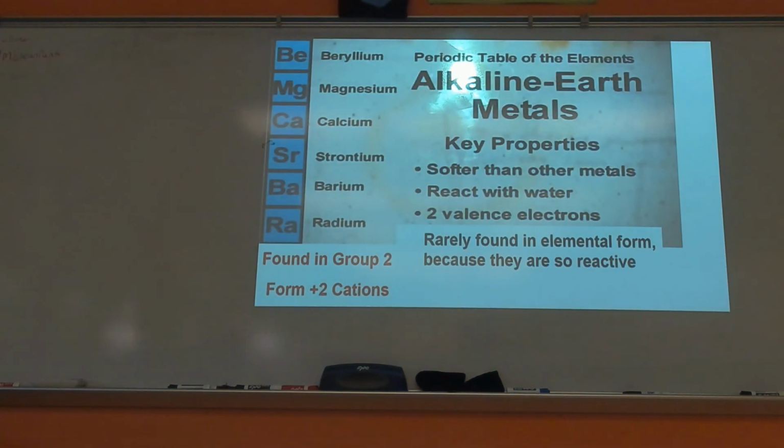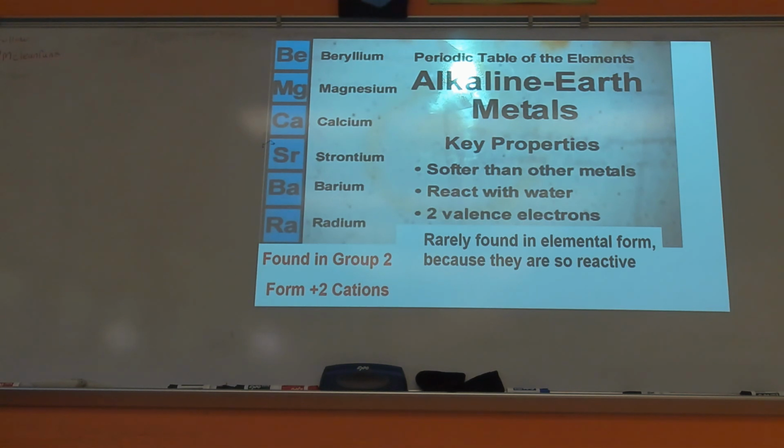All right, now then group 2. So then we're going from left to right. So now we're at the second group here, second column. Those are called the alkaline earth metals. So group 1 was alkali, group 2 is the alkaline earth metals. Now these are also going to be very reactive. Not as reactive as group 1, but they're still going to be pretty reactive.